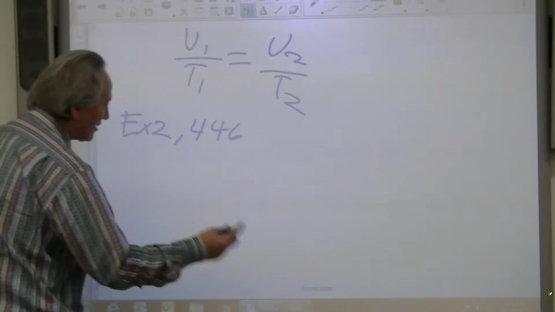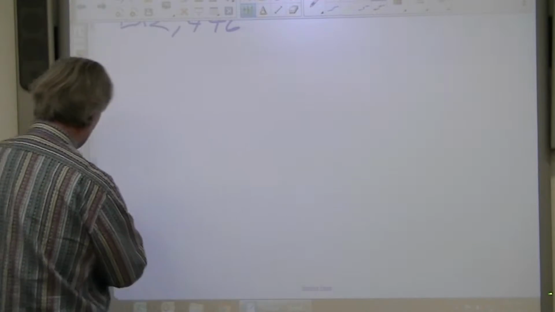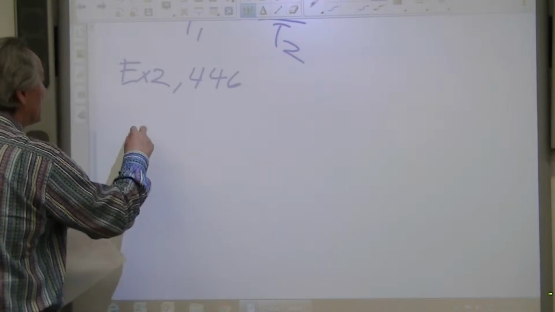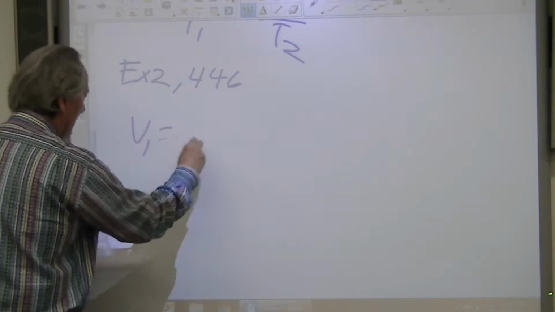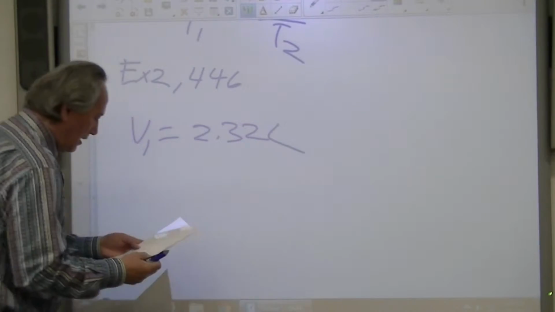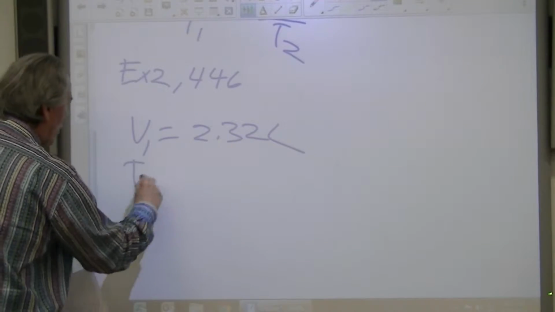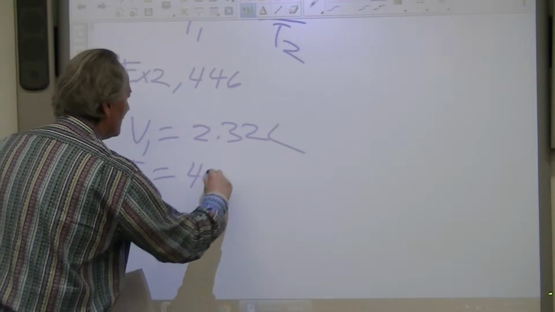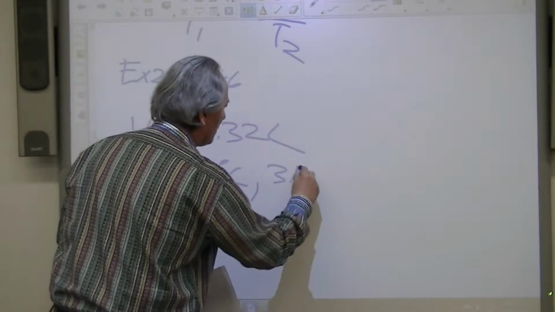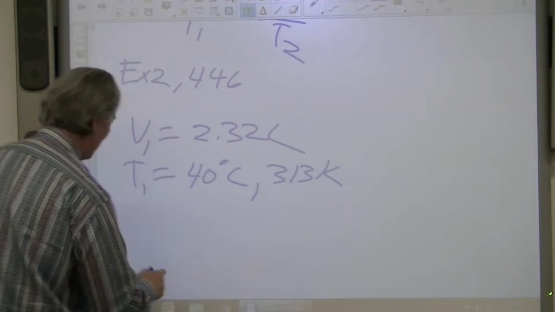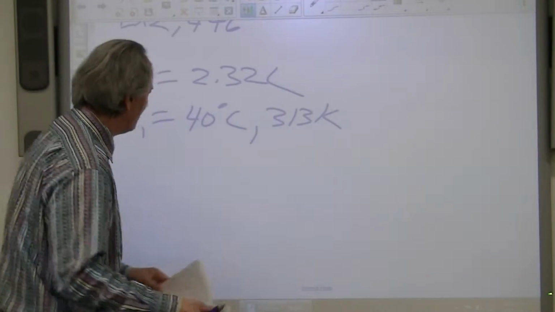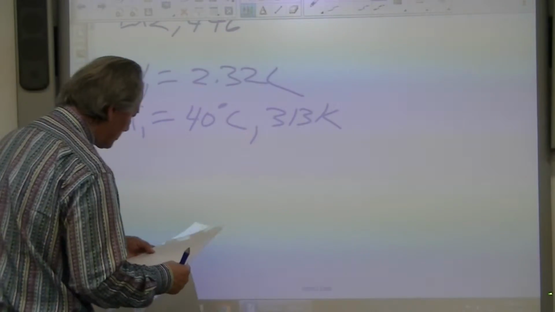Well, again, just as in Boyle's law, one of the first things that we want to do is state the given information. What was given to us? Initially the balloon had a volume of 2.32 liter. The temperature in the car was 40 degrees Celsius, converted into Kelvin that would be 313 Kelvin. Note that temperature must always be converted into Kelvin as we do these types of calculations.